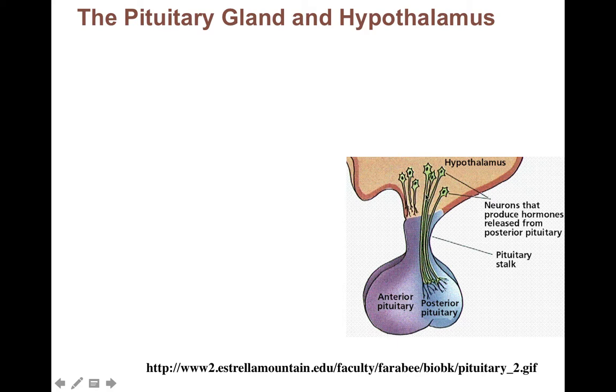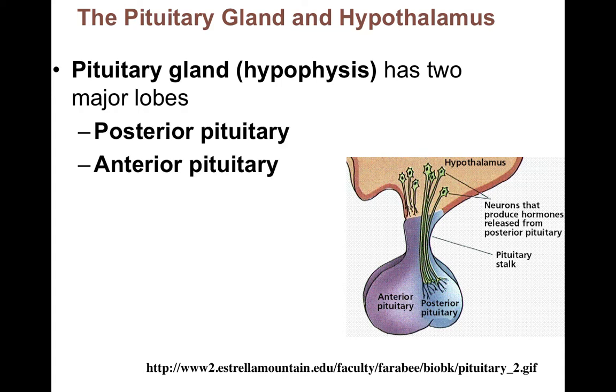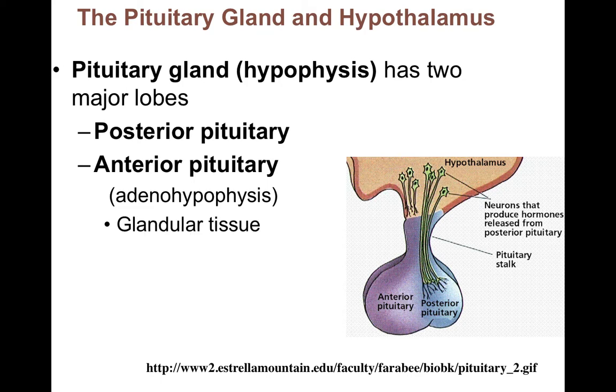So I'm just showing you that so that you understand the posterior pituitary also has a connection with the hypothalamus, which we will be talking about down the line. For now, we are going to be talking about the anterior pituitary gland specifically and that communication there. So just so you know, the posterior pituitary lobe is called the neurohypophysis, N-E-U-R-O, neurohypophysis, and the anterior pituitary gland is called the adenohypophysis. The anterior pituitary gland is made of glandular tissue.